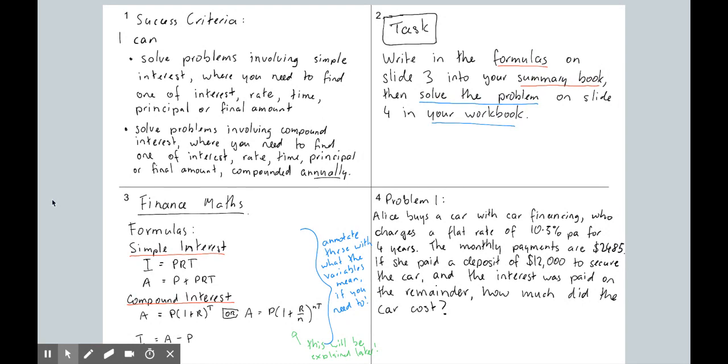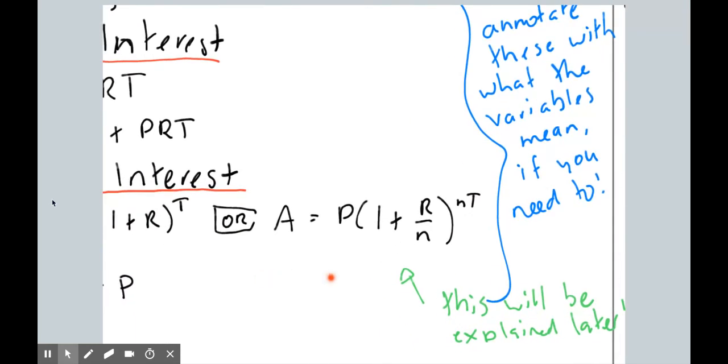Note that for the compound interest formula, I've given two ways of writing it. That's the one that's in your practice exercises. The amount is given by principal times 1 plus r to the power of t. And this second one is A equals P times (1 plus r over n) to the power of n times t.